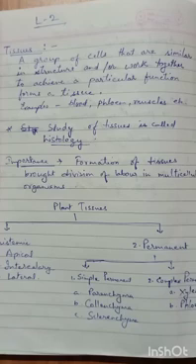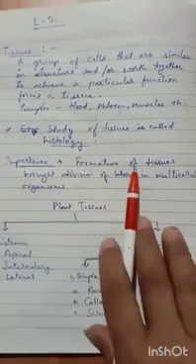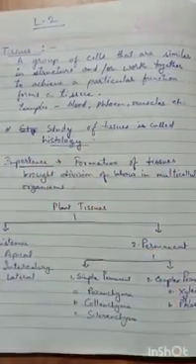Good morning. Today we are going to do the second chapter of biology, tissues. What is a tissue? A group of cells that are similar in structure and/or work together to achieve a particular function forms a tissue. Examples: blood, phloem, muscles, etc. And the study of tissue is called histology.